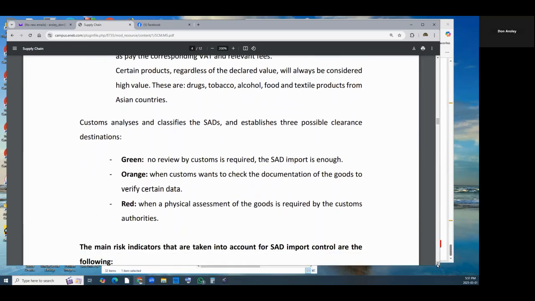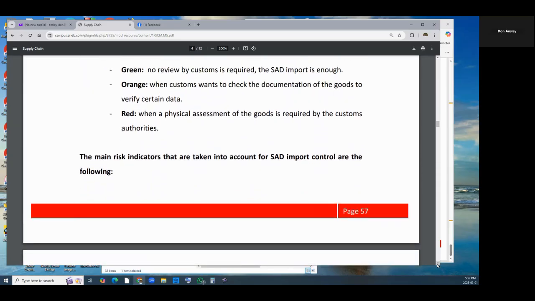Customs analyzes and classifies the SADs and establishes 3 possible clearance destinations. Green, no review by customs is required, the SAD import is enough. Orange, when customs want to check the documentation of the goods to verify certain data. And red, where a physical assessment of the goods is required by the customs authority.